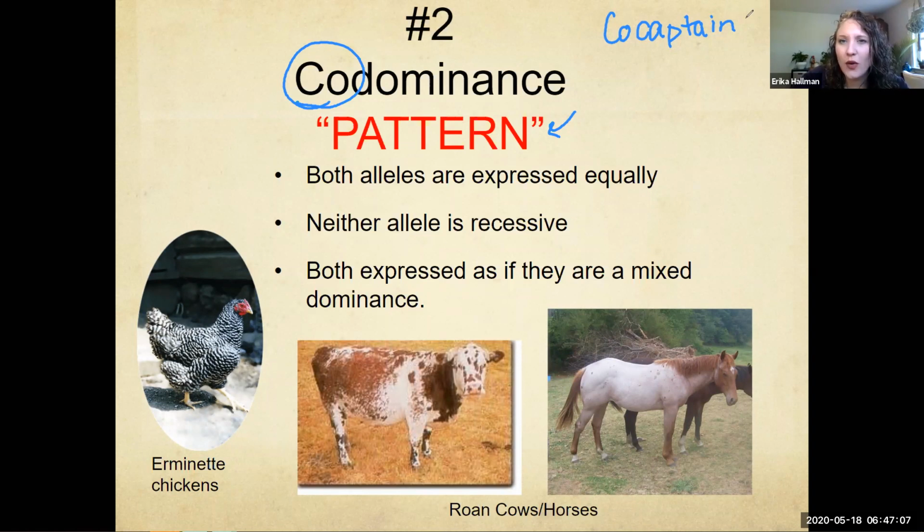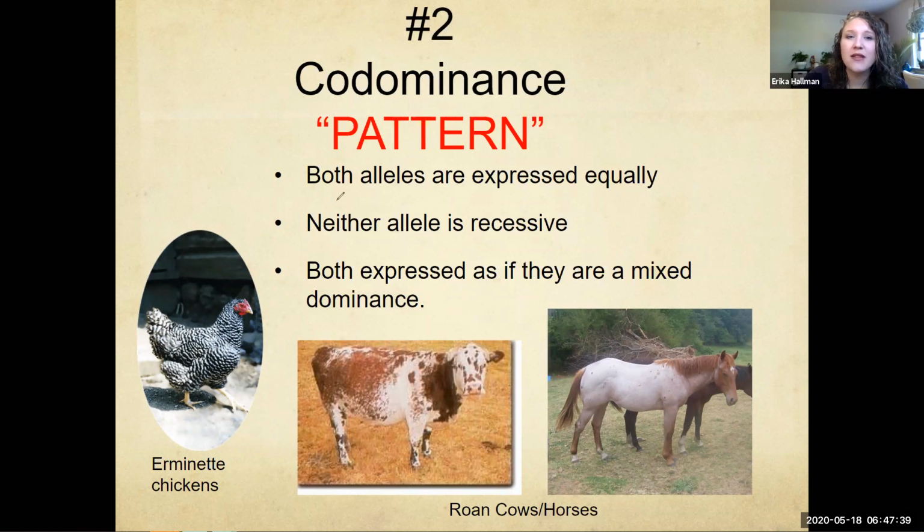If you are co-captain, it means both of you have leadership, but an equal amount, meaning you don't blend the leadership together. It's not incomplete dominance, but you both express, you both have leadership over that team. Another way to think of this is if you are a co-worker or co-owner. It means that you're not going to blend your two ownerships together. You're not going to blend your two work together. You're each going to work, but each works the same amount. So I want you to think of the word pattern. That will make sense in a little bit.